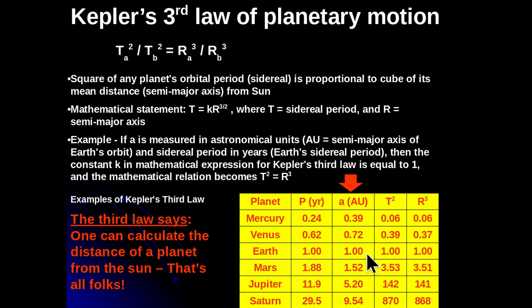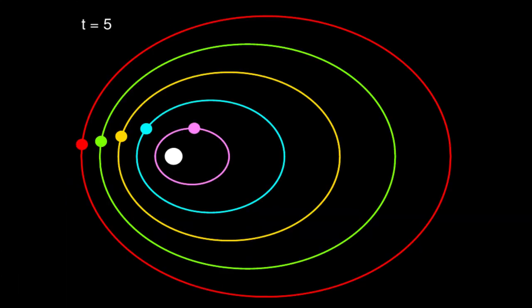So we have the first law, which is ellipses. We have the second law of equal areas. And then Kepler's third law of planetary motion is actually called the law of harmonies. But in this case, also looking for the distance from planet to the sun.